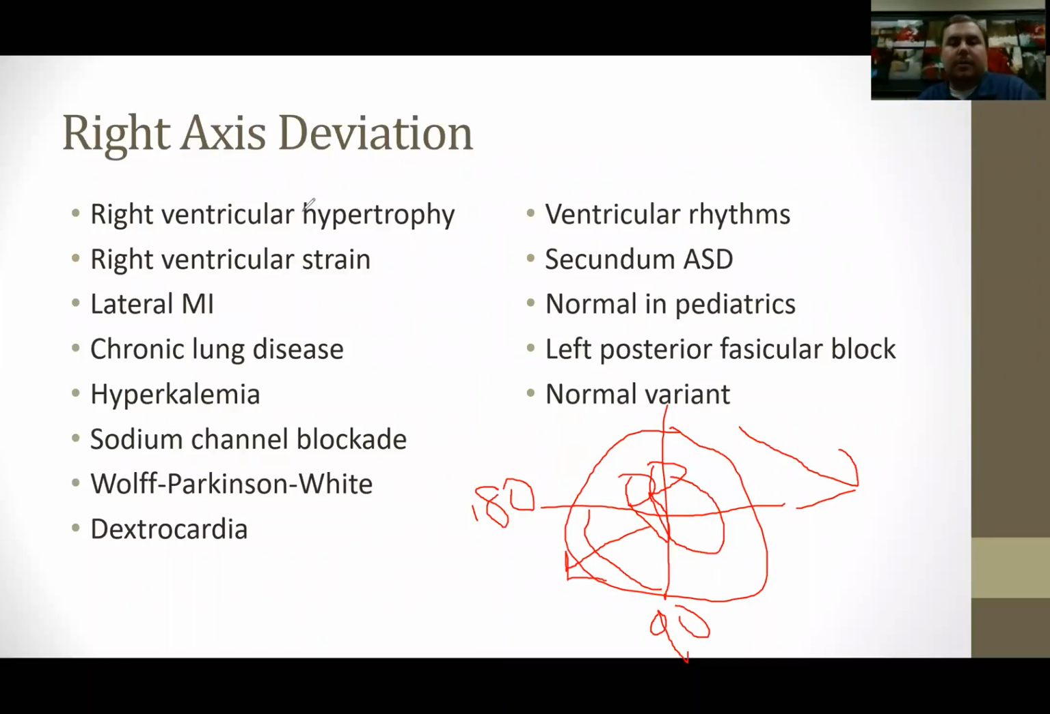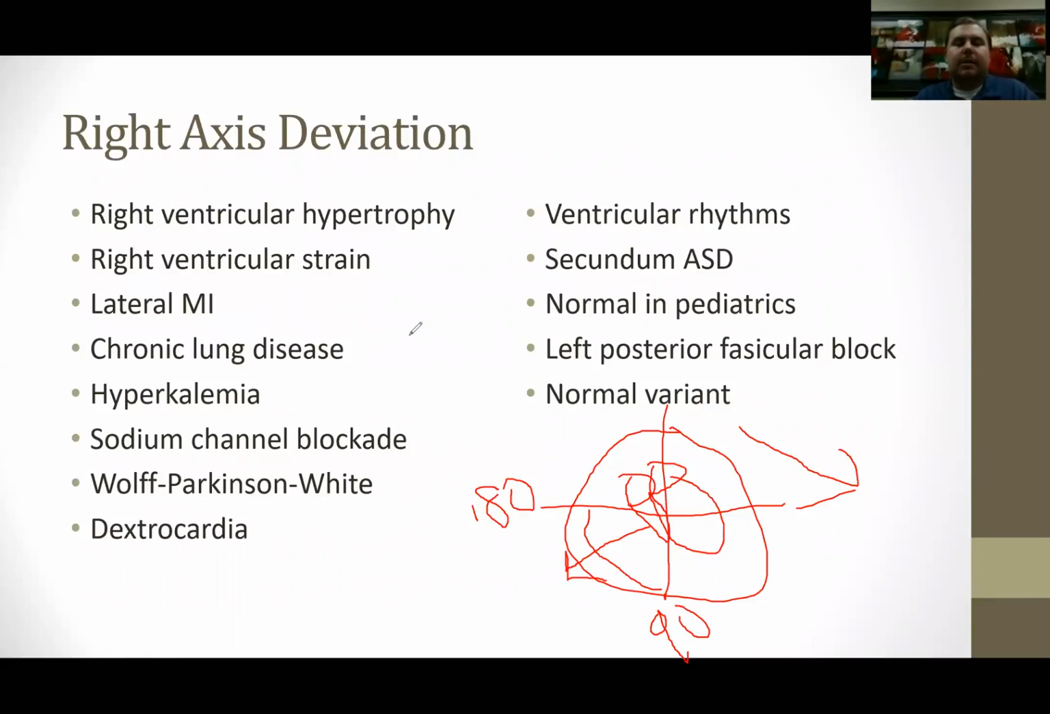So what causes right axis deviation? Right ventricular hypertrophy. If this right ventricle is ballooned out and huge, it's going to pull more and more electricity towards it. RV strain is kind of a collection of different things that happen whenever there's pulmonary hypertension or PE. So it's going to be like bundle branch blocks and T-wave inversions out there. That's just going to pull the heart towards the right ventricle because it's strained.